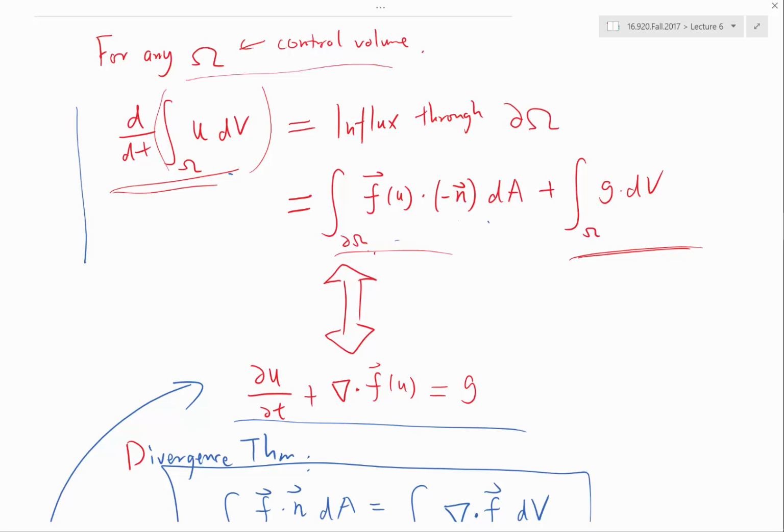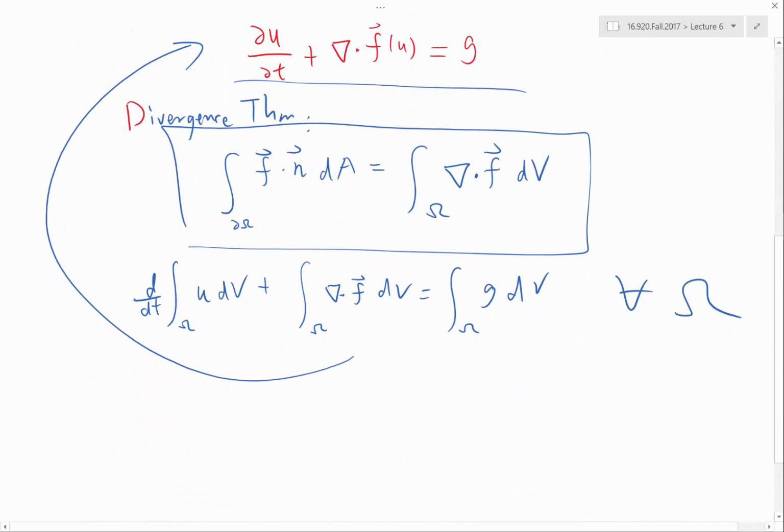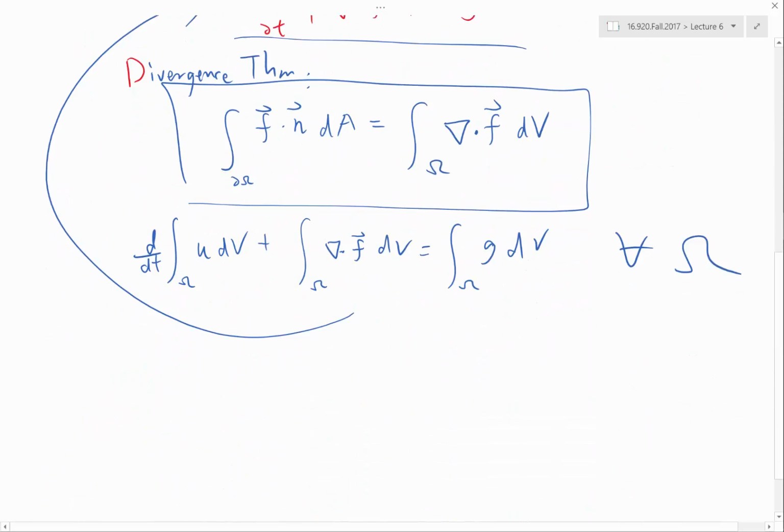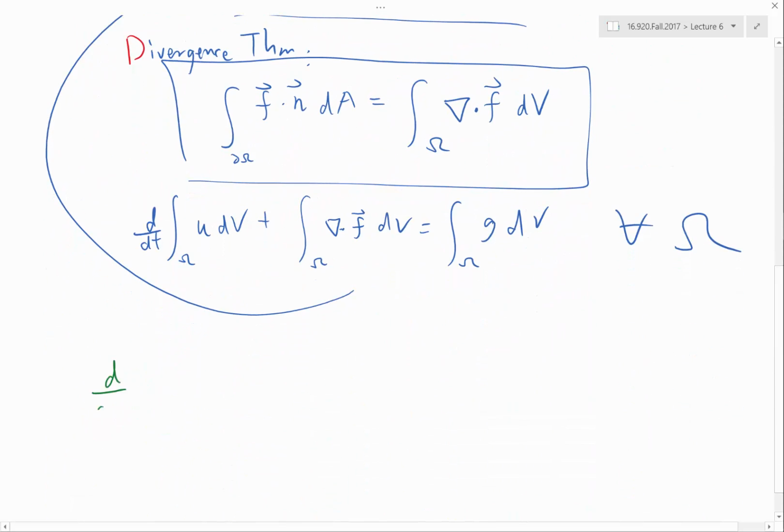Okay, so this is the integral form, and let's specifically write down this integral form of the PDE, which is this equal to this plus this, for a scalar conservation law in 1D. So for a scalar conservation law in 1D, we have d dt of the integration over an arbitrary contiguous volume in 1D.